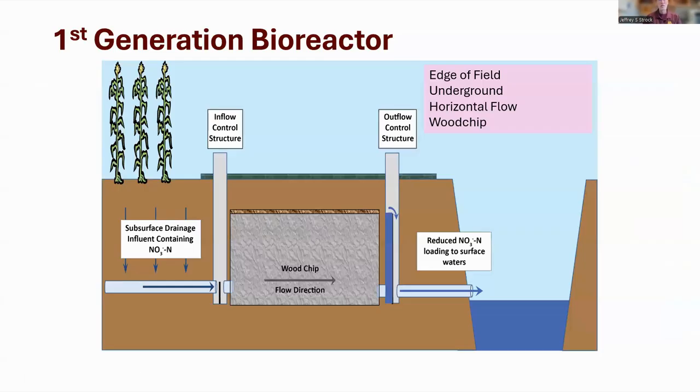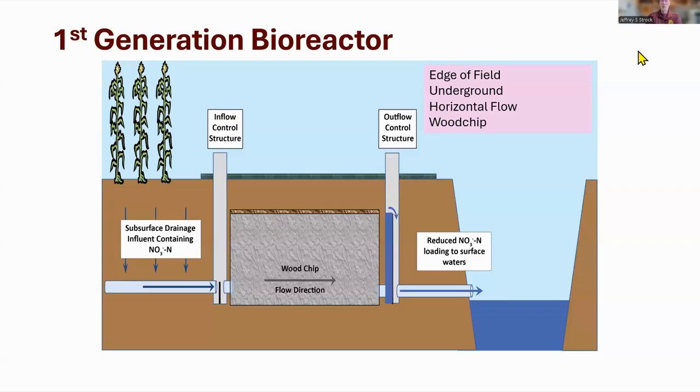So if we look at the bioreactors, this is the first generation of the bioreactors. Obviously, at an edge of field, filled with wood chips, which are basically used as a carbon food source for the bacteria that live there. These are really quite effective for the water that drains through the bioreactor. When the water's flowing through them, they can remove over 90% of the nitrate that flows through them.